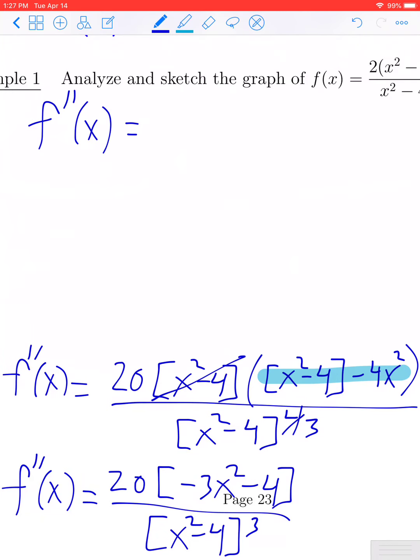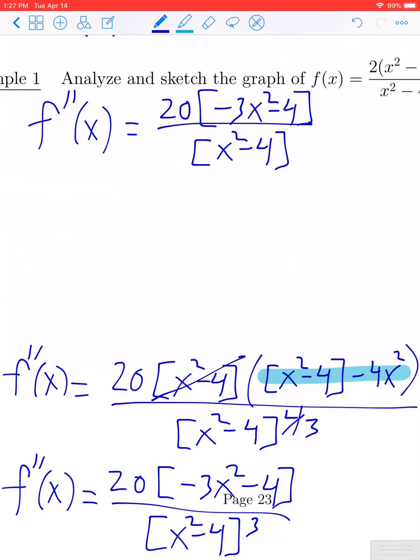F double prime of x is equal to 20 times negative 3x squared minus 4 all over x squared minus 4 cubed. Now I'm going to do one more thing just because it's going to make some computations easier for me, because I'm not going to plug this into my calculator. There's a common factor of a negative 1 in that numerator. I'm going to bring that out, so I can make both of these positive if I put that negative out in front.